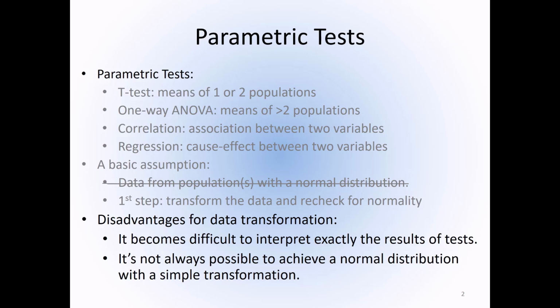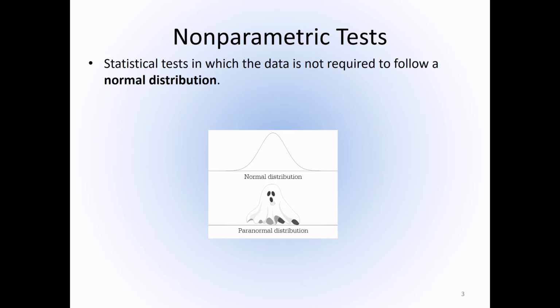Now, one thing that we can do to potentially alleviate this problem is to transform our data using some type of mathematical function. But at times, we can't reach this normal distribution with some type of transformation, and sometimes it's difficult to interpret what the actual results are if we transform the data too much. And so we can use non-parametric tests when we don't meet this assumption of normality, because these non-parametric tests don't require us to follow a normal distribution with our data set.